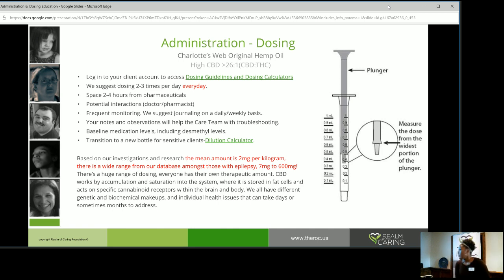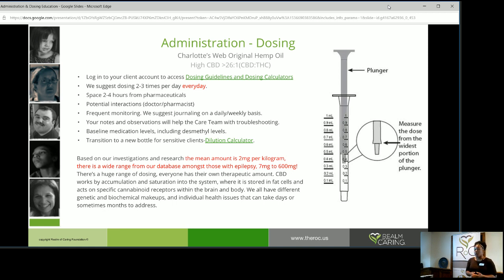So based on our investigations and research, the mean amount is 2 milligrams per kilogram, which is a wide range from our database amongst those with epilepsy, 7 to 600 milligrams. So with that being said, there is a huge range for dosing. Everyone has their own therapeutic amount.